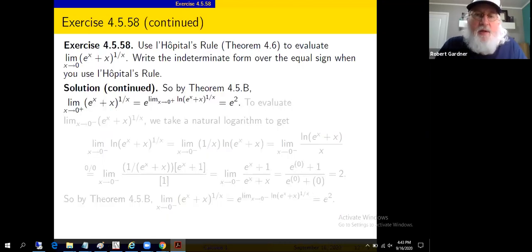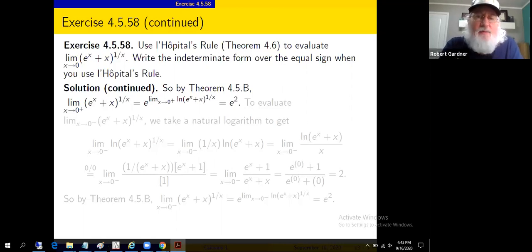All right, here comes Theorem 4.5b that says, okay, so we need to exponentiate. So I take the limit of the log as an exponent in an exponential function. We just saw the limit of the log was 2, so we get e squared out. So the 2 from the previous slide becomes an exponent on an e, and it's Theorem 4.5.b that puts it there.